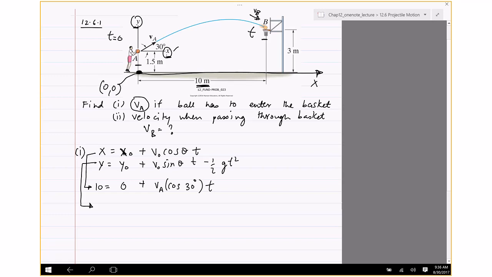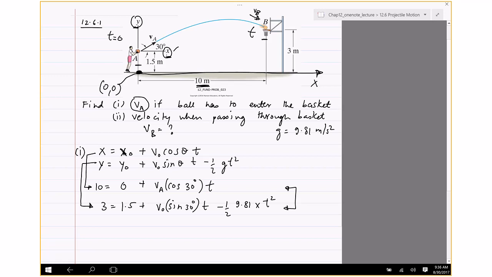So then the second formula: the y position of the ball at B from the origin is going to be 3 meters. The initial position at A is 1.5, plus V0 sine of 30 degrees times t, minus half times g. Now g is given to you normally. In the exam we'll give it to you. It is 9.81 meters per second square. So 9.81 times t square.